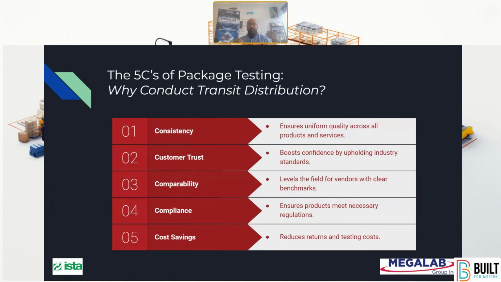I guess the even bigger question is, assuming that we don't even know why to do it yet, why would we carry out package testing?